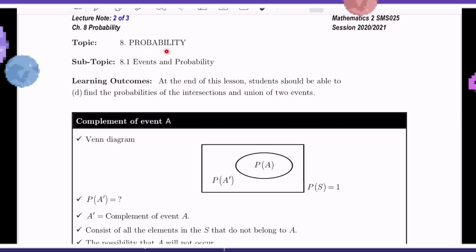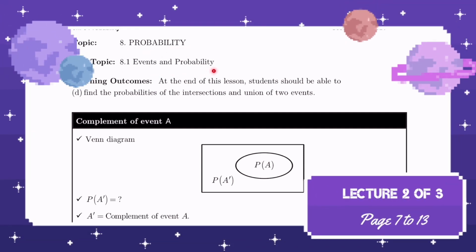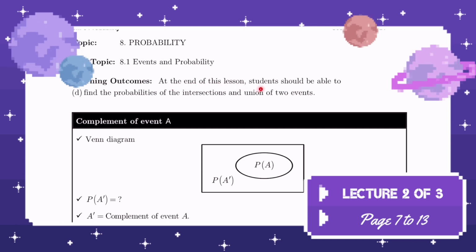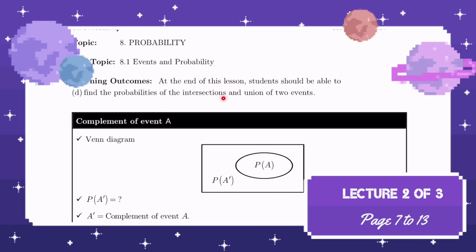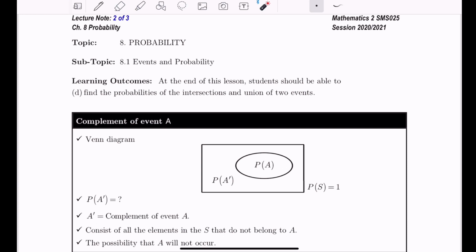Topic 8, Probability. Subtopic 8.1, Events and Probability. Learning outcomes. At the end of this lesson, students should be able to find the probabilities of the intersections and union of two events.